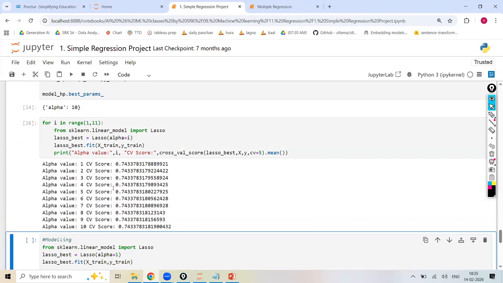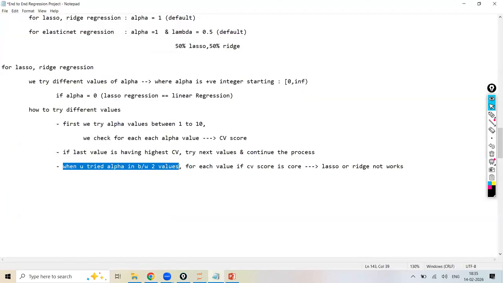When you tried alpha between two values, if for each alpha value the CV score is the same, lasso and ridge do not work. Is the point clear or not? Everyone understood this logic? Yes or no? For every data set, lasso need not be applied. This point is clear or not? Everyone, this is the important point.